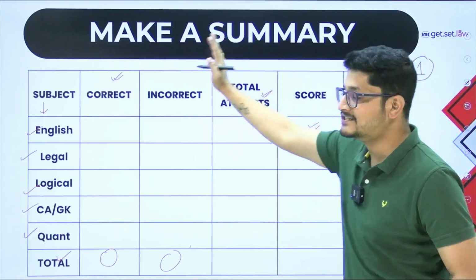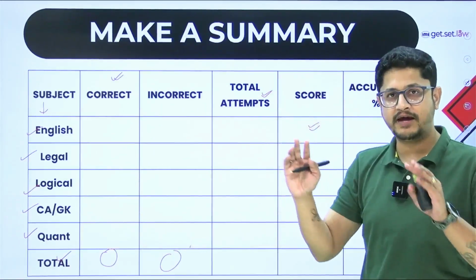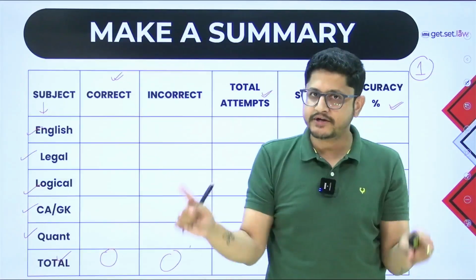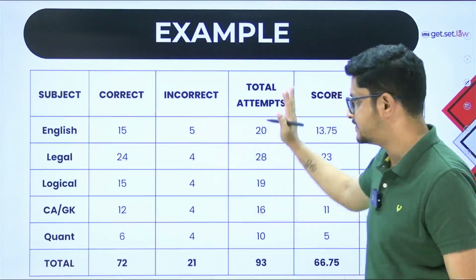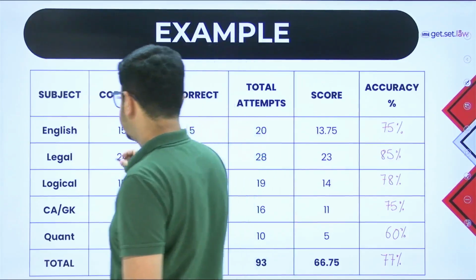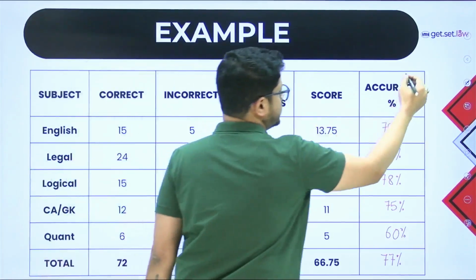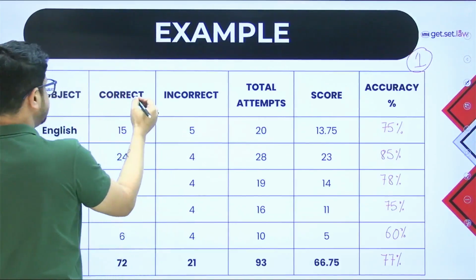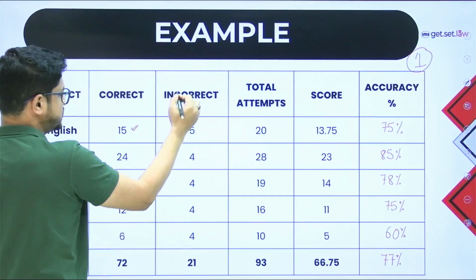Okay, so this is the summary which you need to make. Open your register, put mock number 1 and put this summary. Now how this summary would look, this is an example. Let's take English in my mock number 1. You have given the number as mock number 1, and in English I have 15 correct questions, 5 incorrect.